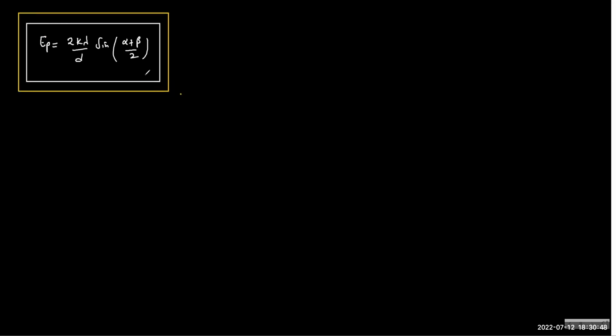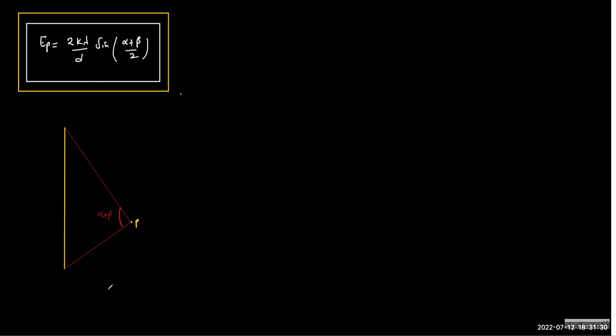If you look carefully, the alpha plus beta is the total angle subtended at the point P, right? If we have a point P here, and if I simply join the ends to the point P, then the net angle which the rod is subtending is actually alpha plus beta. The net angle it is subtending is alpha plus beta, and by 2 means half of this angle.